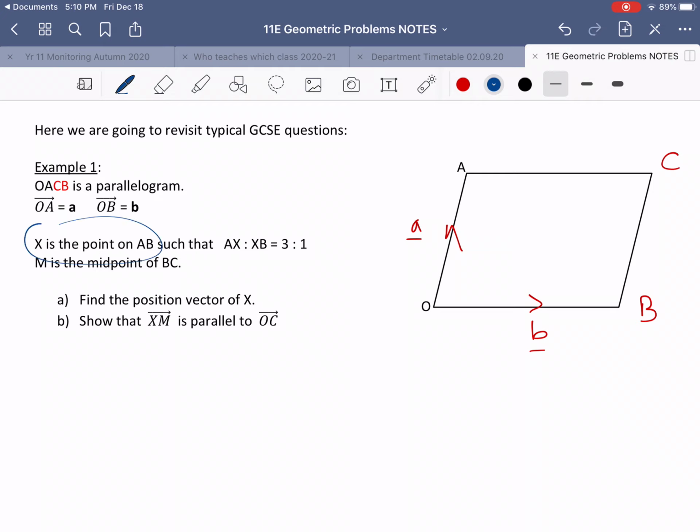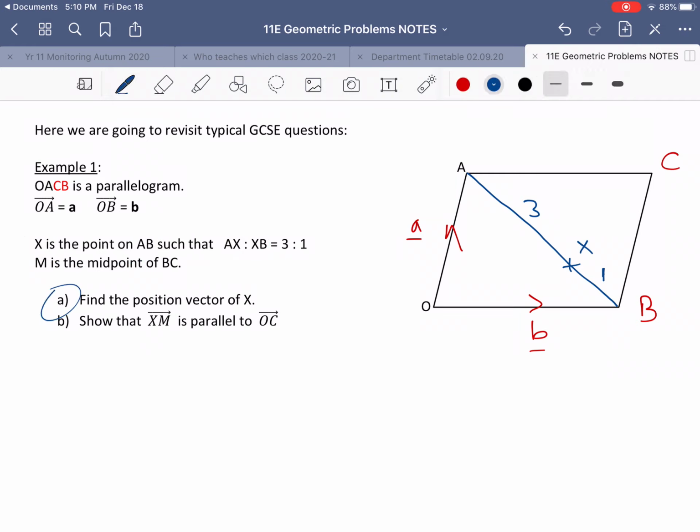Now, X is a point on AB. Well, AB isn't on the diagram. There, that diagonal is AB. X is a point on there so that A to X to X to B is in the ratio of 3 to 1. So that means that A to X is bigger, and it'll probably be around there where X is. So that's going to be point X. From A to X is going to be 3 parts, and from X to B is going to be 1 part. So it's a ratio of 3 to 1.